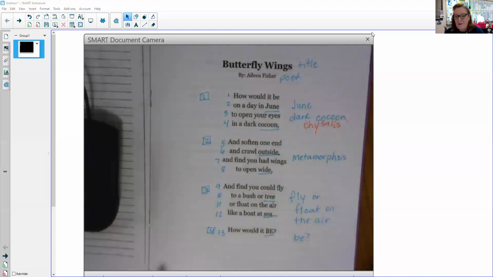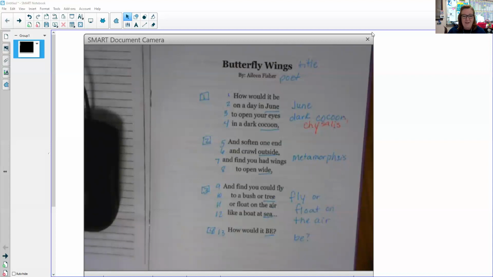Let's read it one more time, and this time I want you to read it with me. Are you ready? Butterfly Wings by Eileen Fisher. How would it be on a day in June to open your eyes in a dark cocoon and soften one end and crawl outside to find you had wings to open wide and find you could fly to a bush or a tree or float on the air like a boat at sea.